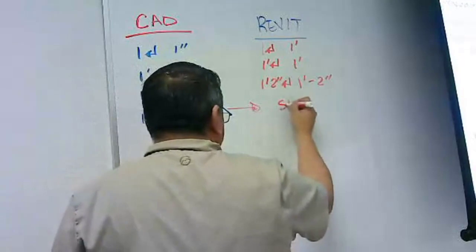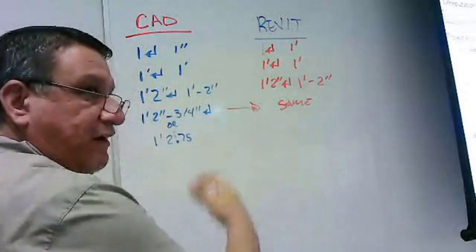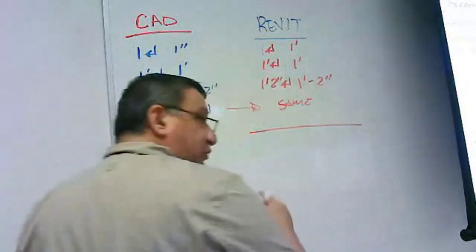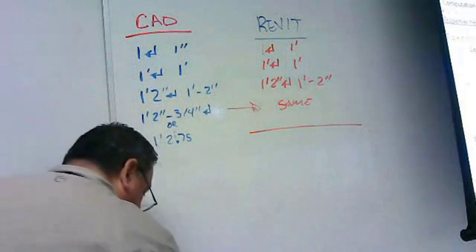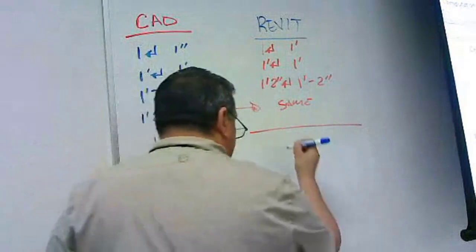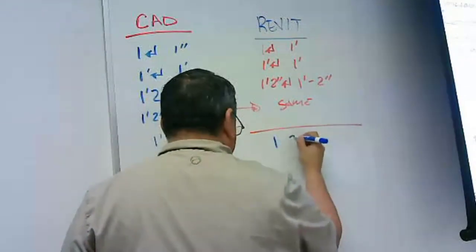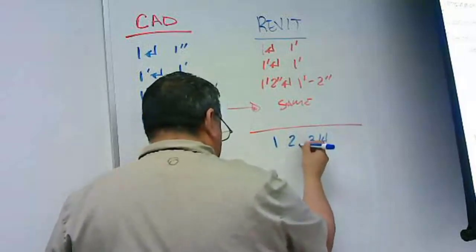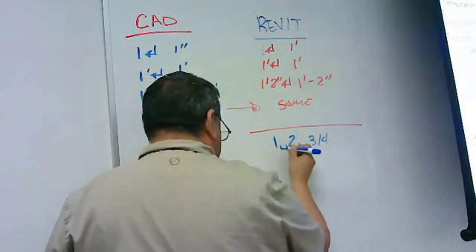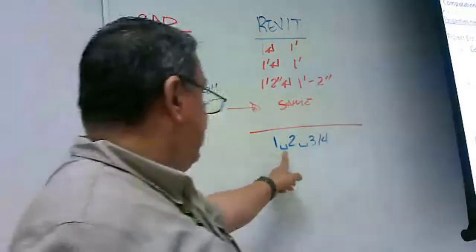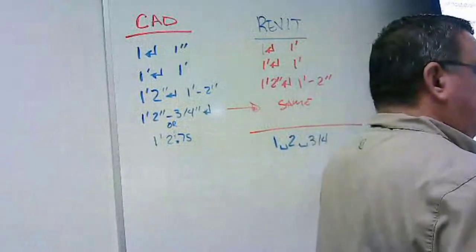That's going to be the same. Okay? I'm going to write it again, but in Revit. You know what this symbol means? It represents spacebar. 1 space 2 space 3 divided by 4, enter.